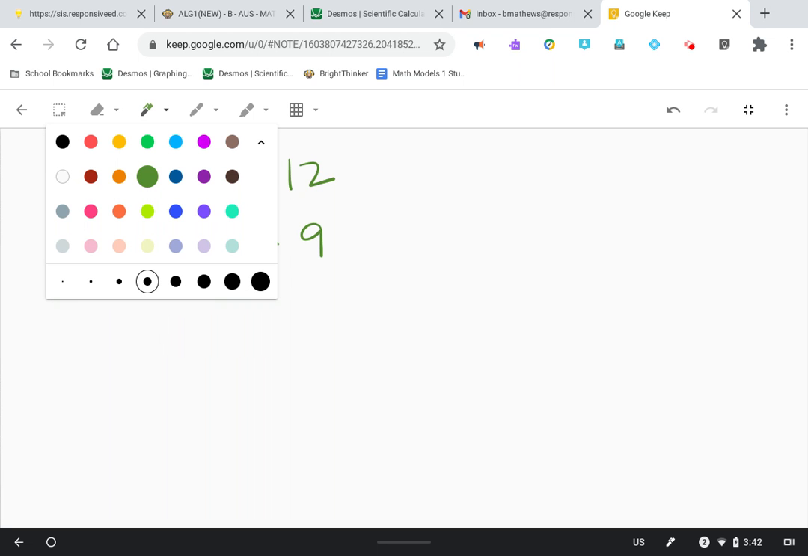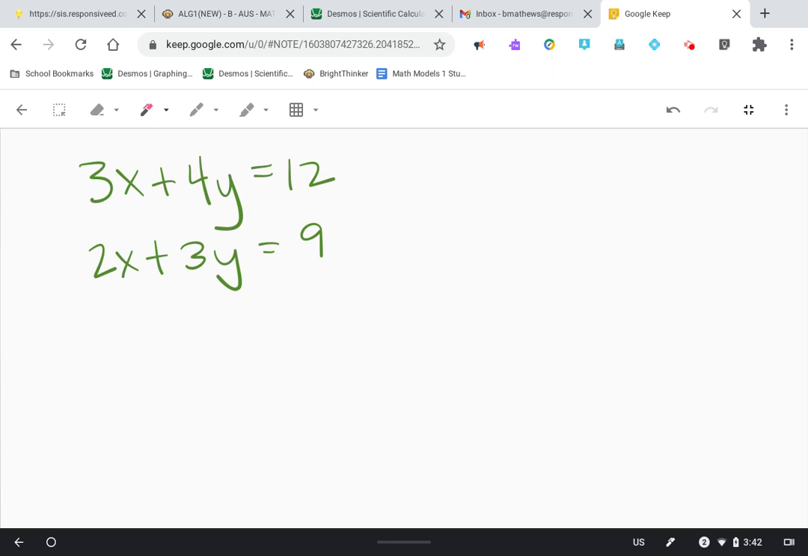So the main concept here is that we want to eliminate like we did in the last lesson. But in order to do so, we need to get the coefficients of a pair of either the x's or the y's to be opposite. So the easiest way to think about this is that you want to multiply these by something so that when you're done, one of these will cancel out.